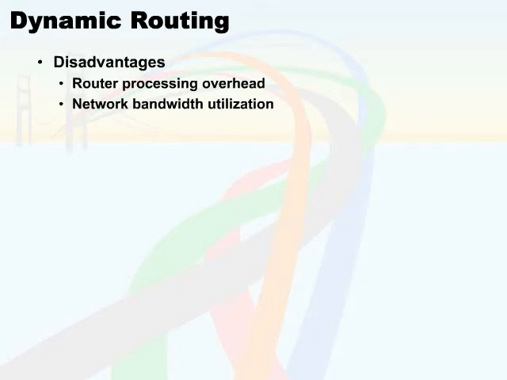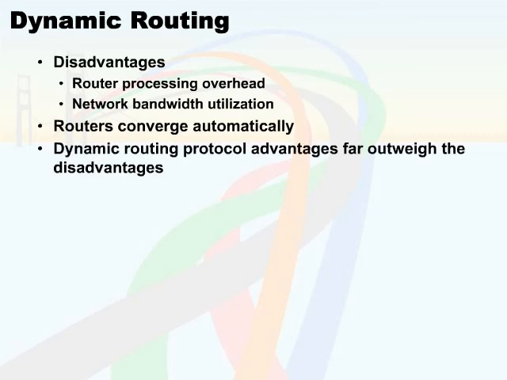In a very large network, it would be obvious that you wouldn't use static routing because it would be way too much administrative overhead. So in most cases, using something like EIGRP or OSPF in a larger network, and dealing with the router processing where it has to process incoming routes so it puts them in the table, as well as the additional bandwidth utilization of the routing protocol itself, is typically something we can live with, because the trade-off is that the routers are going to converge automatically. In a large network environment, in this case, the dynamic routing protocol advantages far outweigh the disadvantages.